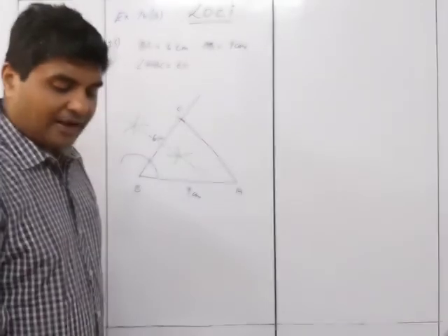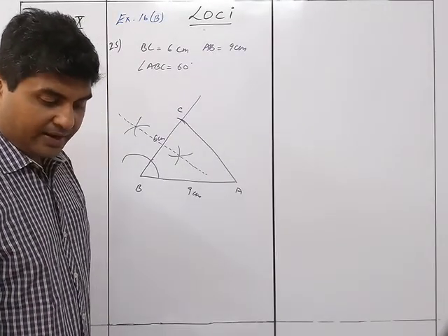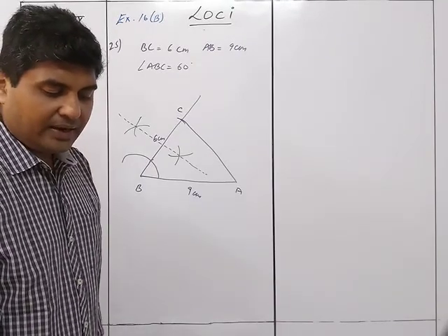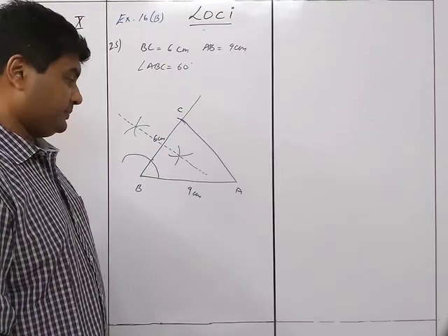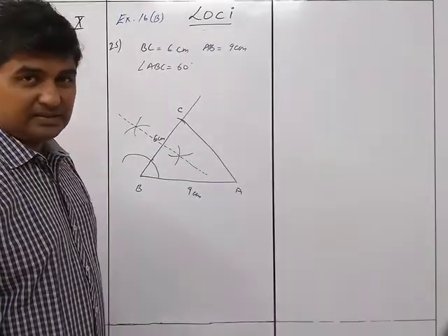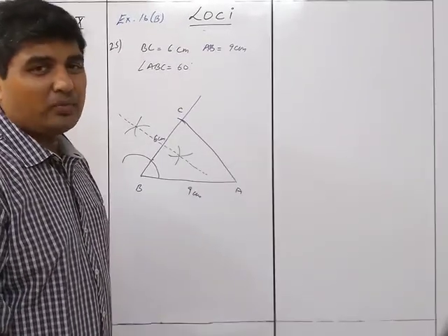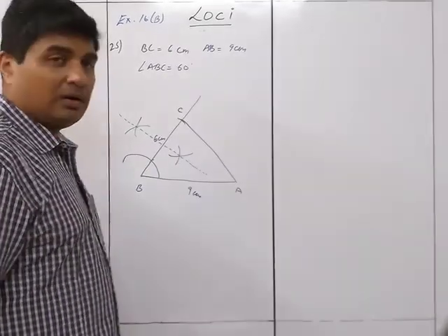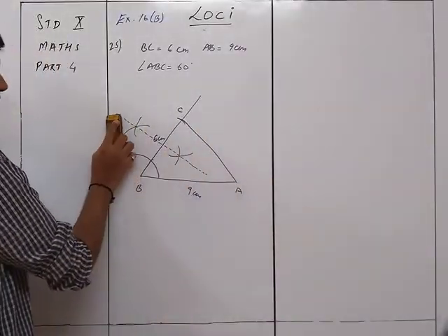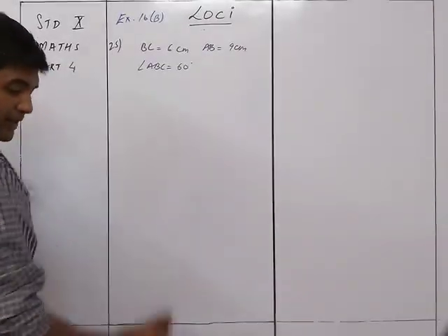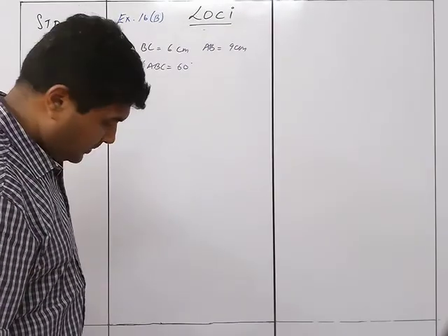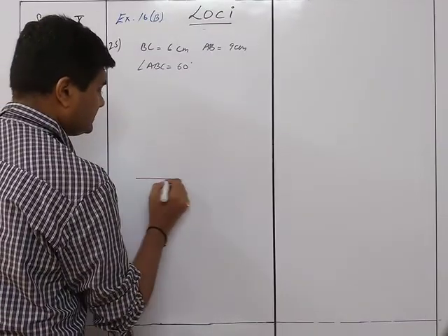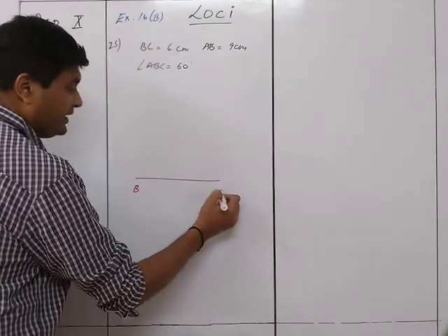Next, construct the locus of vertices of the triangles with BC as a base and which are equal in area to triangle ABC. Okay, BC as the base. Now I think I would better take BC as the base and draw the triangle again, because this is just becoming more complicated. So I'll take the base to be BC. BC is 6 centimeters.